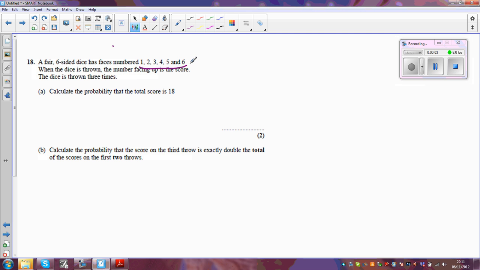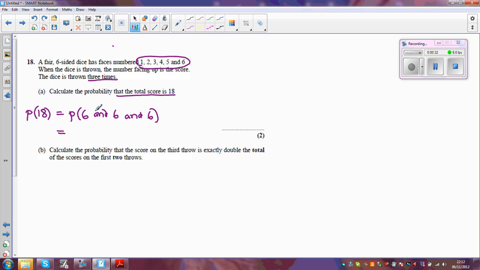Okay, the question here is about throwing an ordinary dice on which you can score 1, 2, 3, 4, 5 or 6. The dice is thrown 3 times, and the question says, what's the probability that the total score is 18? Now, to get a total score of 18 when you throw 3 dice, or 1 dice 3 times, it makes no difference. The only way that's going to happen is if you get a 6, and then you get a 6, and then you get another 6. In other words, you get 3 sixes.